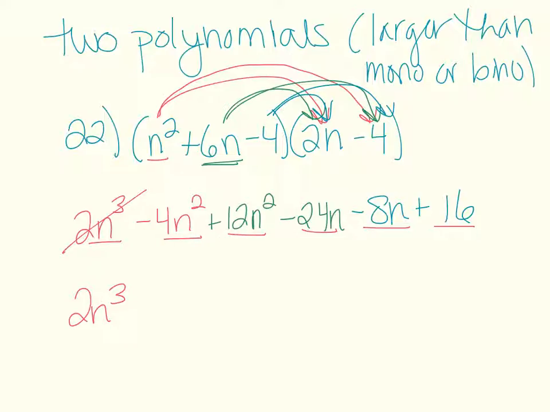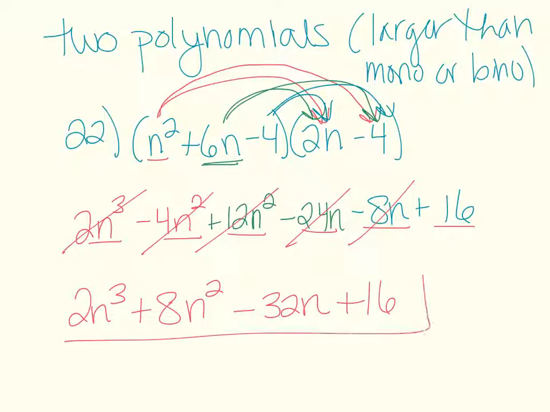Negative 4 plus 12 would give me positive 8. And then remember, your variables don't change, your powers don't change when you're adding. Then I have negative 24n and negative 8n, which combine to give me negative, and 24 and 8 would be 32n. And then lastly, we have a plus 16, which has no like terms, so we're just bringing it down. And there's your answer.